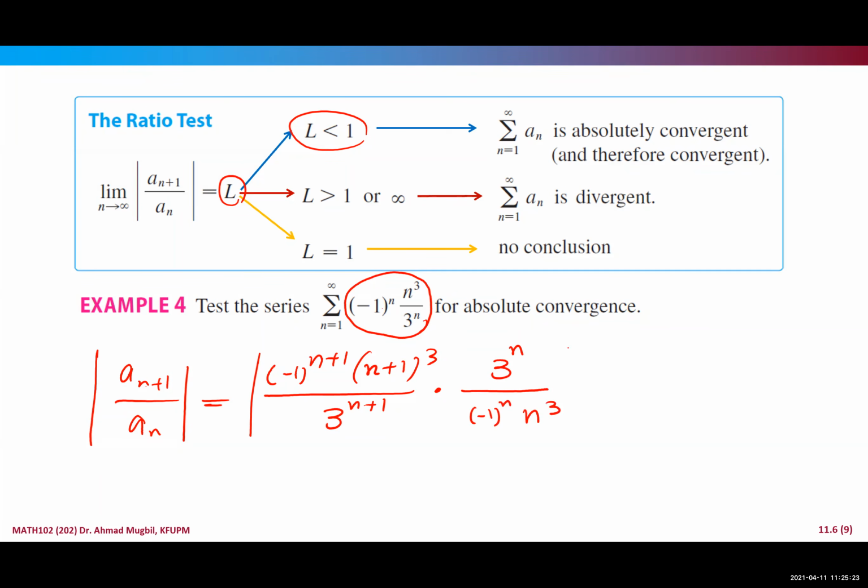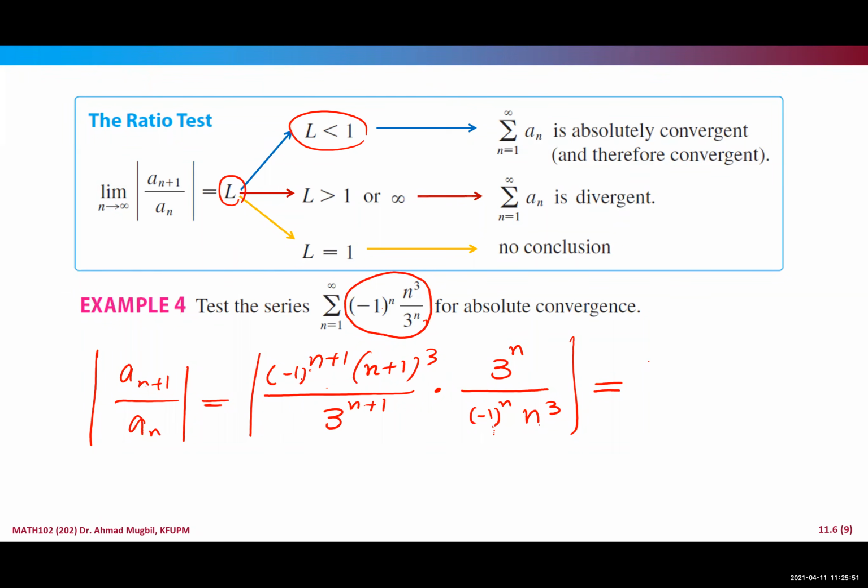power 3. Don't waste your time, guys, calculating this with this, because the absolute value of this is what? 1. The absolute value of this is 1. So I advise you, if it is just a matter of a product, just to ignore it. So what we will have in the next step, the absolute value of this one is 1. The absolute value of this one is 1, gone. Now, this is positive, this is positive, this is positive, this is positive, because n starts from 1, so no need for the absolute value anymore.